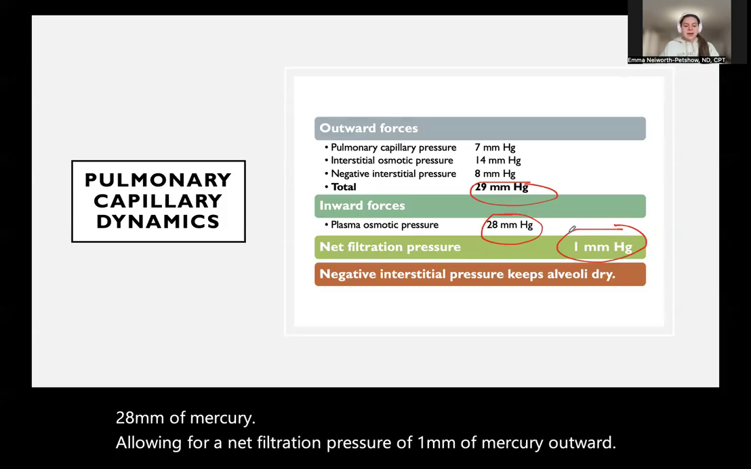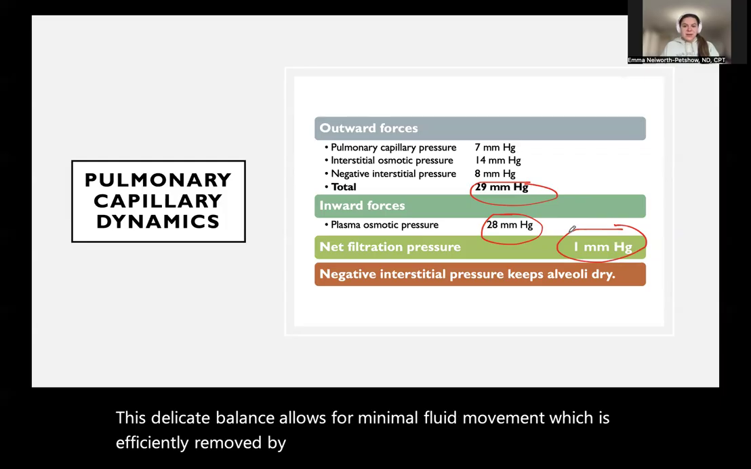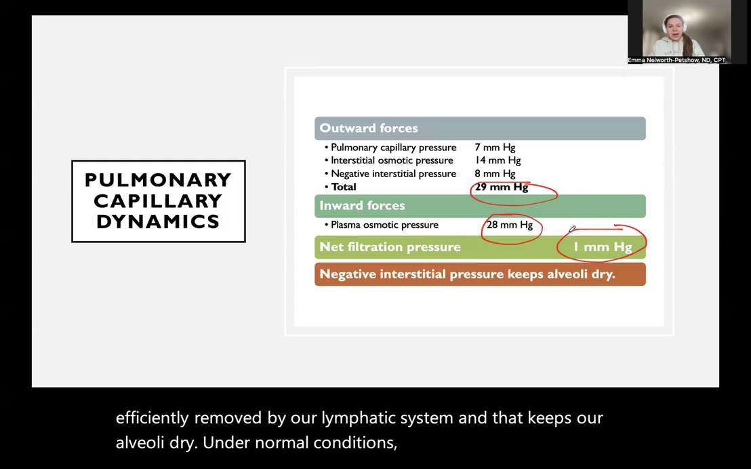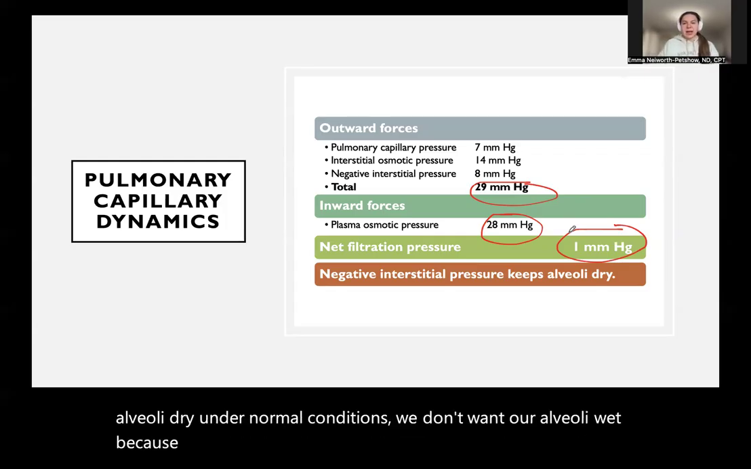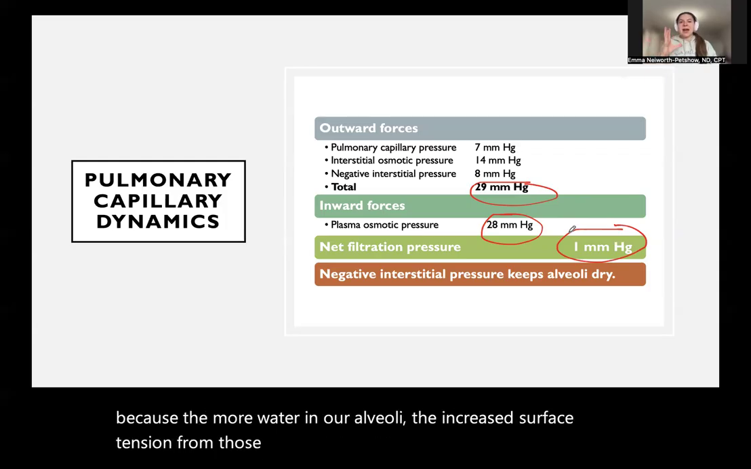This delicate balance allows for minimal fluid movement, which is efficiently removed by our lymphatic system, and that keeps our alveoli dry under normal conditions. We don't want our alveoli wet because the more water in our alveoli, the increased surface tension from those hydrogen bonds, and the more likely we'd see alveoli collapse, seen in atelectasis.